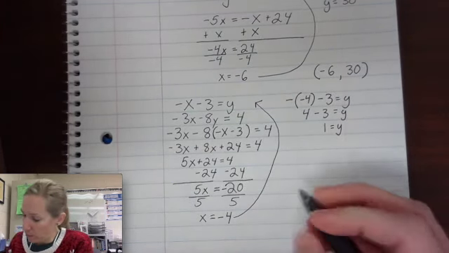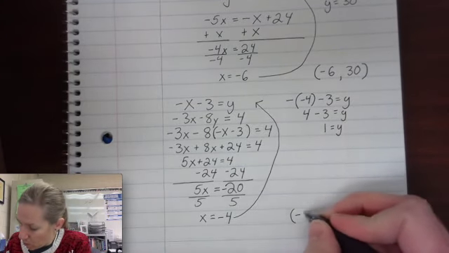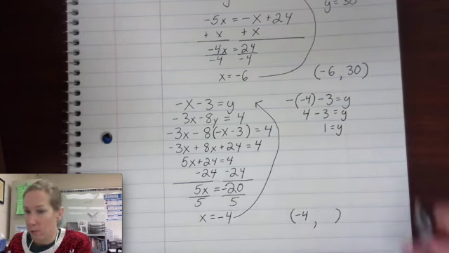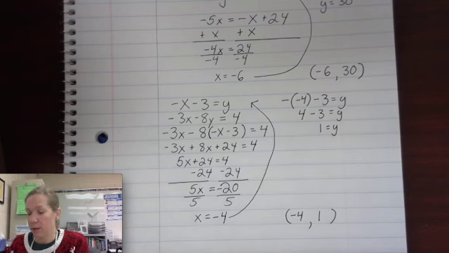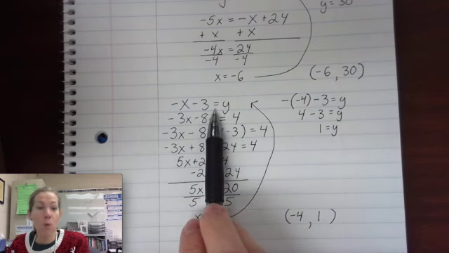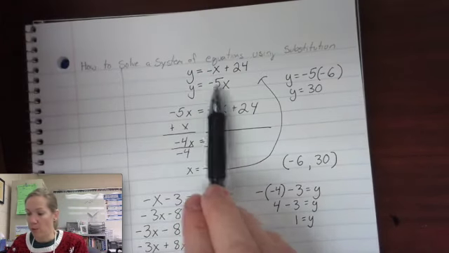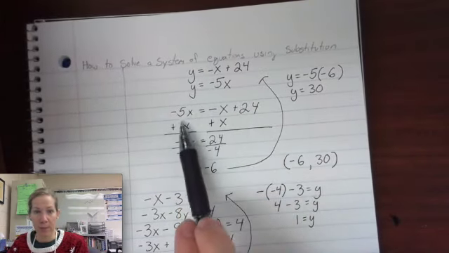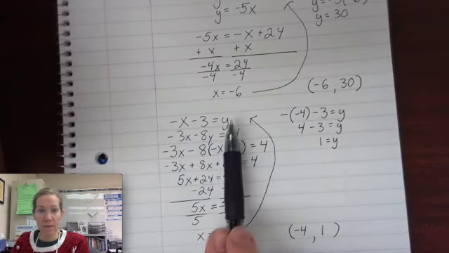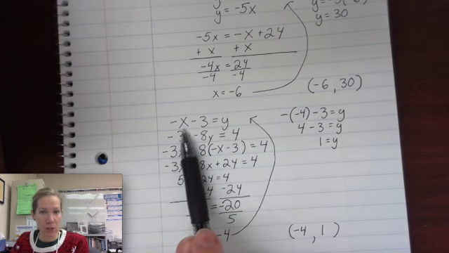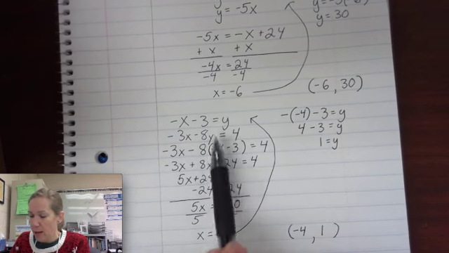We're still not done. Remember, we need to give an ordered pair. So my x coordinate is negative 4 and my y coordinate is 1. The key for the method of substitution is to make sure that you solve at least one of the equations for a variable. In the first example, they were both solved for y, so we simply put them together like this. In this case, one of them was solved for y. That was nice. So we just substituted this in for y, and we didn't have to change this equation. Of course, you could if you wanted to.